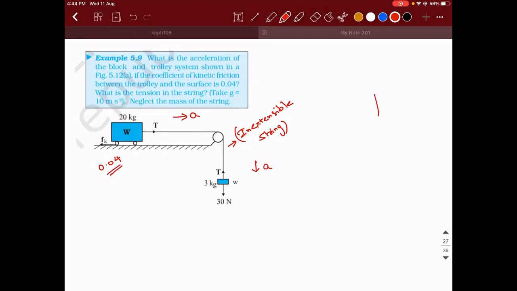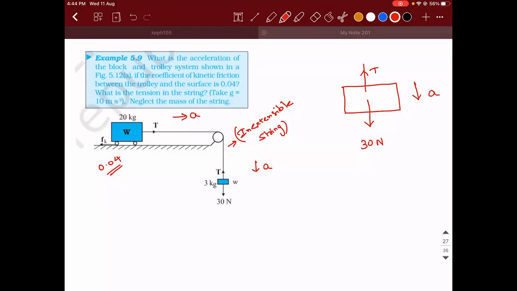If I take the 3 kilogram block, then 30 Newton is acting in the downward direction and tension is acting in the upward direction, and its acceleration is acting in this direction. Can you apply Newton's second law in this case and tell me? See, you need not sit and find out the directions and all. I'll tell you a simpler way.